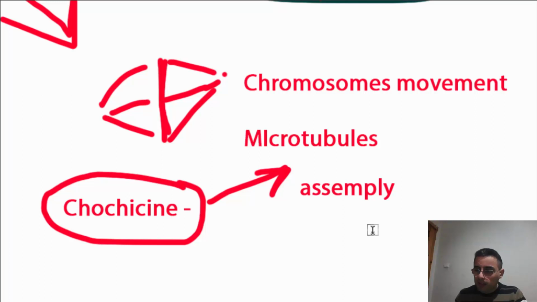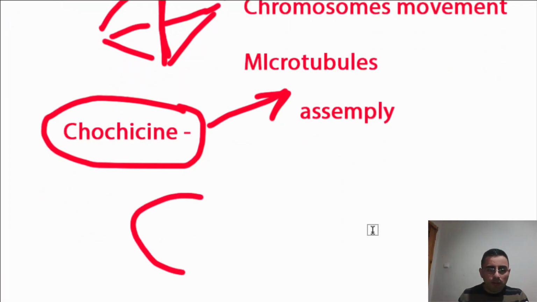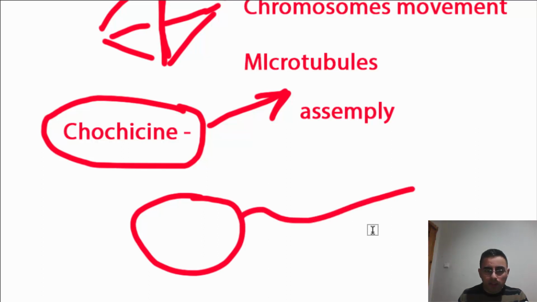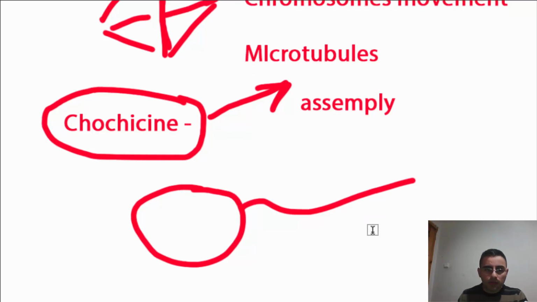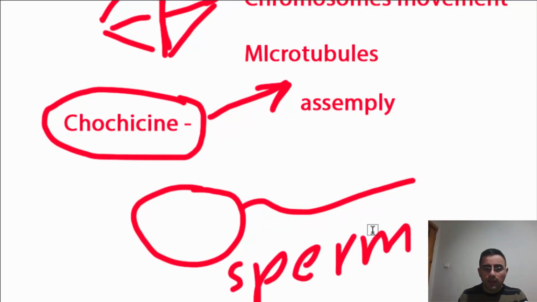Okay, and what is also interesting about these cytoskeleton structures, microtubules are also interesting for flagella movement. Sperm has flagella, and flagella movement is because of microtubules.